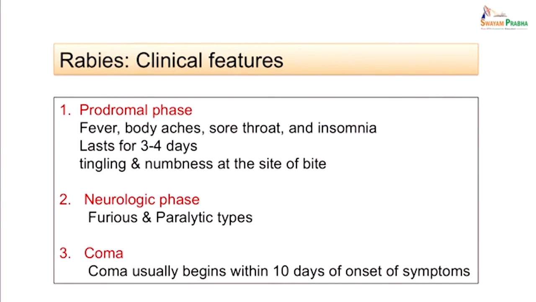Now, coming to the clinical features, the clinical features of rabies can be described in three phases. The first is the prodromal phase. The prodromal phase is characterized by the presence of fever, body aches, sore throat and insomnia. So all these are non-specific symptoms, and at this stage it is very difficult to diagnose rabies on the basis of clinical findings unless there is a specific history of a bite by a rabid animal. The prodromal phase usually lasts for 3 or 4 days. The only specific symptom that is usually present in the prodromal phase is tingling and numbness or pain at the site of the bite.